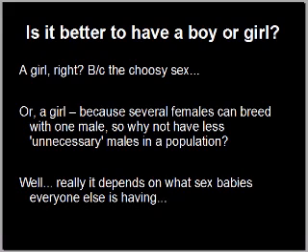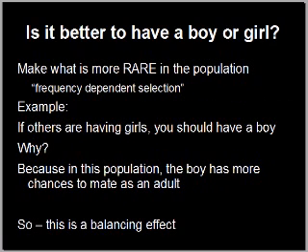We can look at this a number of different ways, but it really comes down to what kind of babies everybody else is having. What is going to be advantageous for the mother is what is going to be more rare in the population. We call this frequency-dependent selection.